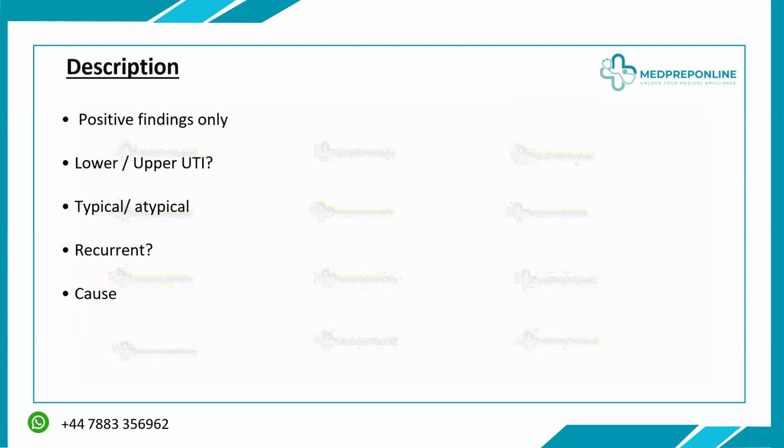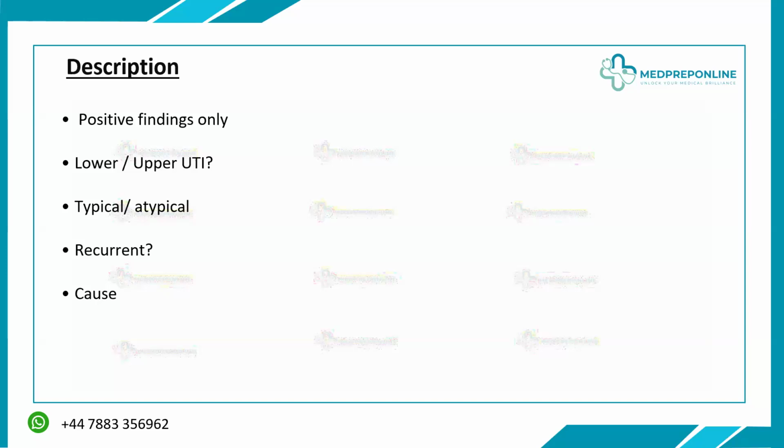So once the history time is finished, then you would have time to describe your findings, and you have to be very focused, tell the positive findings only, and the examiner would expect you to make an impression towards the end of description, whether it was a lower UTI, cystitis, or upper UTI, pyelonephritis, whether it was a typical or atypical UTI, whether it was a recurrent UTI or not, and what is the underlying etiology for this UTI.